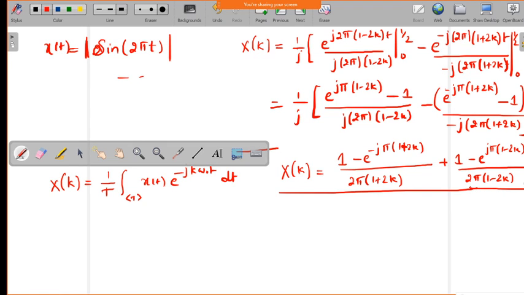So are you getting this one? Does anybody have a different answer? The minus term is as it is. Yes, sir. Because here if you multiply j into minus j, it becomes plus, and the minus stays as it is. If you multiply inside, you will get 1 minus e^(−jπ(1+2k)), which I am writing here, divided by 2π into (1+2k). Here it becomes j into j, so minus, and if you put that minus inside, you get 1 minus. Understood? Any doubt? So this is the answer.